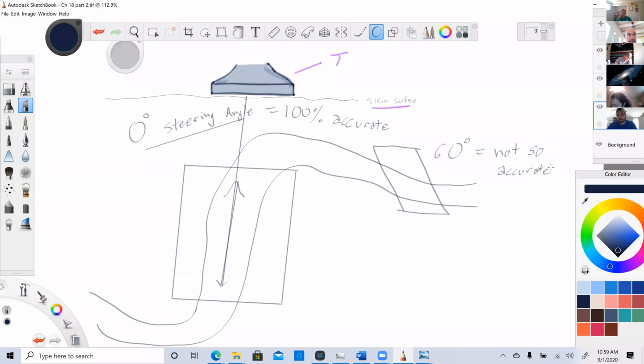And the reason why we say 60 degrees: beyond 60, the inaccuracy goes through the roof. It's logarithmic, the inaccuracy. So it becomes very inaccurate very quickly beyond 60 degrees, which is why 60 is our max angle.